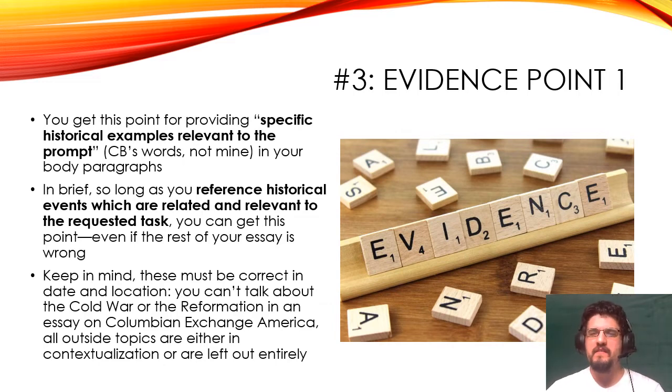Okay, by far the easiest point, in my humble opinion and in most of my peers' opinions, the easiest point to get on your exam is actually evidence point one. Evidence point one, you just have to provide specific historical examples relevant to the prompt. Basically, so long as you reference historical events that are tied to the prompt, you get this point. Even if the rest of your essay is a train wreck, even if you don't have enough context and your thesis is wrong and everything else is screwy, so long as you give us evidence that is somewhat relevant to the prompt, and it's usually 2 to 3 examples, depending on degree of difficulty of the prompt, you get this. Now, do keep in mind one last blurb. Don't take this point for granted.